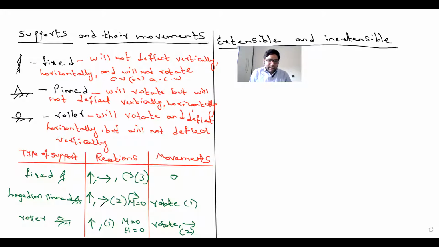Next, for example, if you take pinned, it has horizontal reaction and vertical reaction. But what happens to moment? Moment is zero. Because moment is zero, it can rotate. If you have moment, it will not allow you to rotate, right? And if you have vertical reaction, it is not allowed to deflect in that direction because it is a reaction.